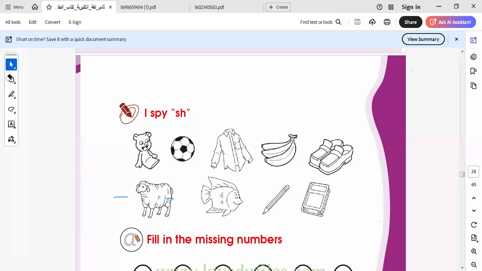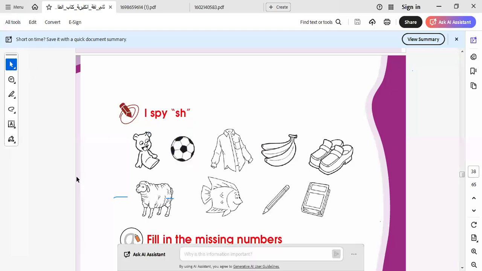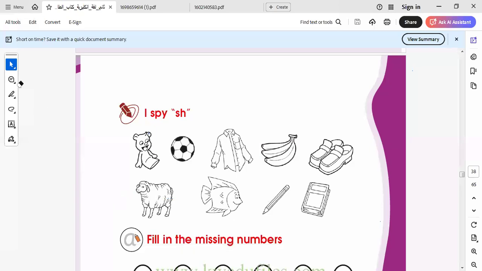In this unit, we learn how to pronounce SH. Here I will write the words that start with SH. Here it will be what? Shirt. This one started with SH.